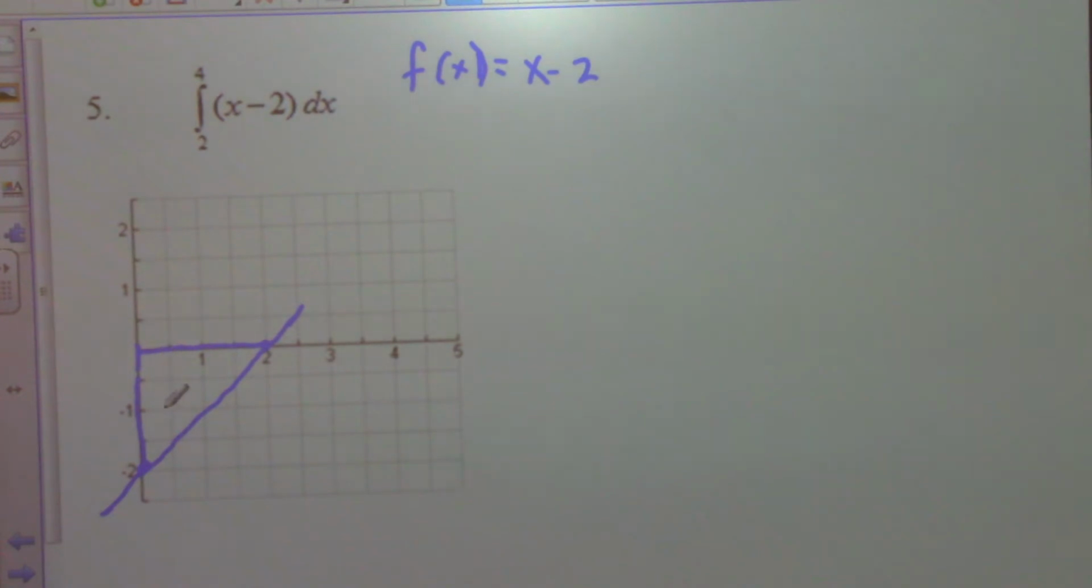Anyway, so what's going to be our answer? It's going to be between 2 and 4. So here, we're coming up here. So what is this going to be between 2 and 4? 2 again. So we get a 2 by 2, and that's going to be a triangle again. So it's going to be 2 times 2 divided by 2. Okay?